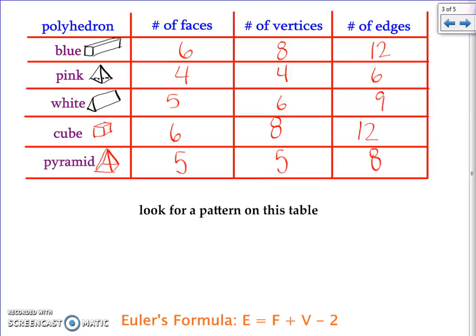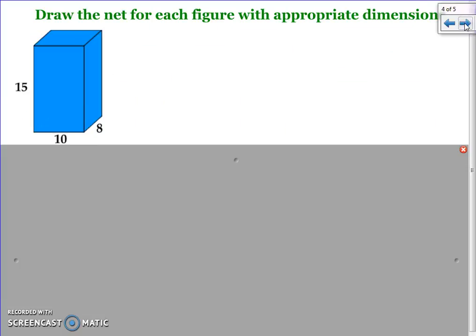Questions there? We can handle this part of the homework? Nope. Okay. All right, so we're going to draw the nets for each of these. And we're going to label them with the numbers.